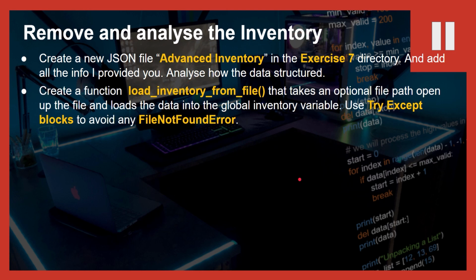Create a function load inventory from file that takes an optional file path. Again, remember, optional. File path, opens up the file and loads all the data into a global inventory variable. Then you'll need to use the try except blocks to avoid any file not found errors.